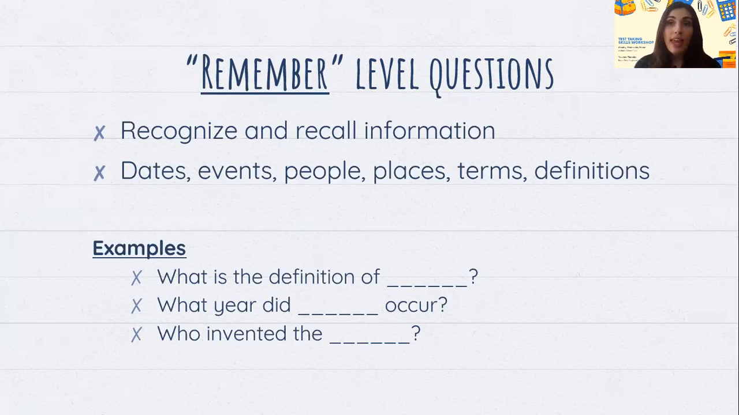What year did blank, a certain event, occur? So once again, you sort of just have to recall back to the textbook, to the lecture, to the PowerPoint, to be able to recognize that correct year. Who invented the blank, whatever the invention is? So once again, you do just have to recognize the correct answer from a list of incorrect answers.